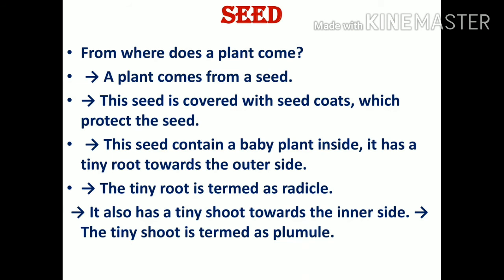From where does a plant come? A plant comes from a seed. This seed is covered with a seed coat which protects the seed. This seed contains a baby plant inside.